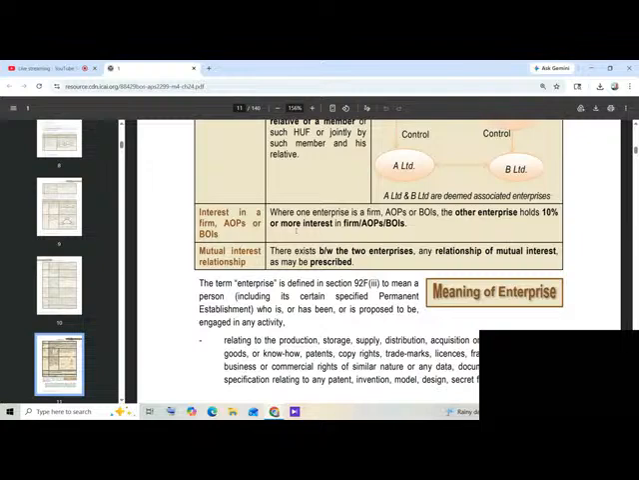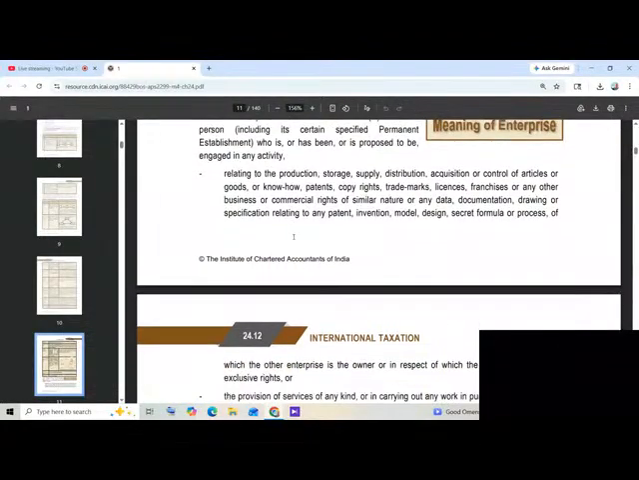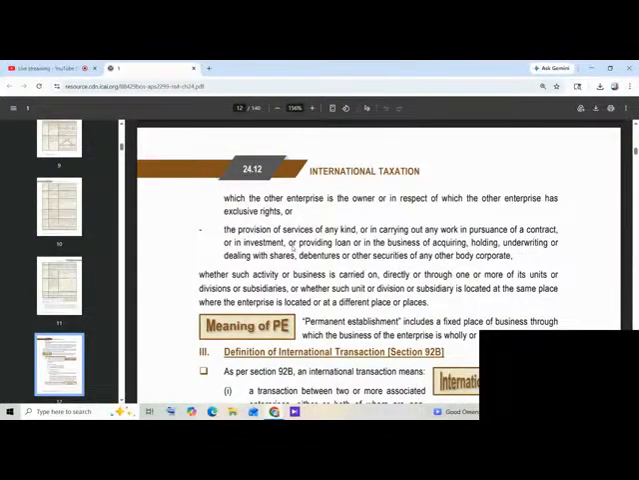The term enterprise is defined in section 92F to mean a person, including its certain specified permanent establishment, who is or has been or is proposed to be engaged in any activity relating to the production, storage, supply, distribution, acquisition, or control of articles or goods or know-how, patents, copyrights, trademarks, licenses, franchises, or any other business and commercial rights of similar nature, or any data, documentation, drawing, or specification relating to any patent, invention, model, design, secret formula, or process of which the other enterprise is the owner or in respect of which the other enterprise has exclusive rights, or the provision of services of any kind, or in carrying out work in pursuance of a contract, or in investment, or providing loan, or in business of acquiring, holding, underwriting, or dealing with shares, debentures, or other securities of any body corporate.